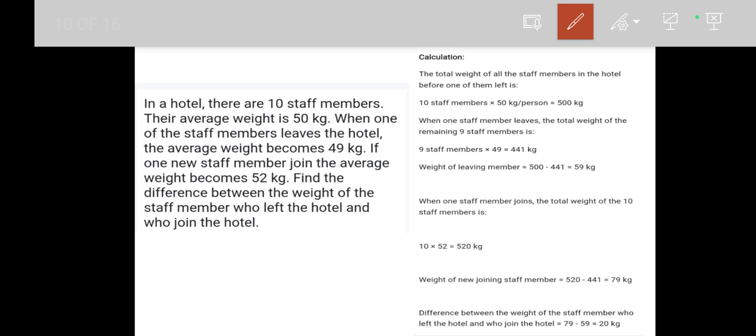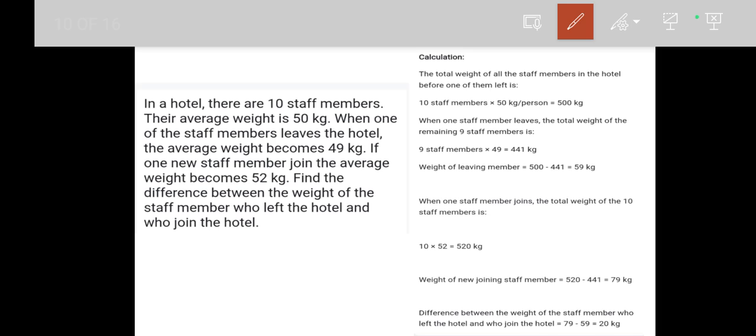We know that the total weight of all the members of the hotel is 10 into 50, because it is the average weight, right? One person will be 50 kg, so 10 people will be 10 into 50, so 500 kg. The correct answer for the weight of 10 people is 500. It's not 50. 50 is only the average that is given. So all these 10 staff members total 500 kg.